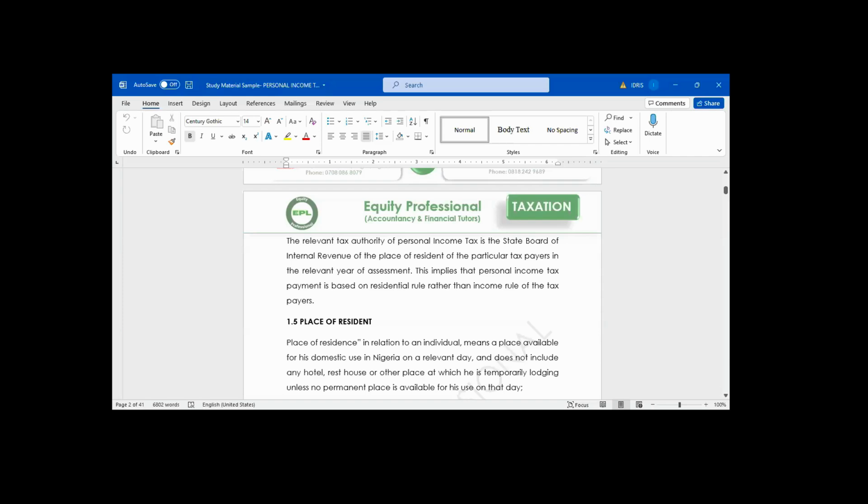What is place of residence in relation to personal income tax? Place of residence in relation to an individual simply means a place available for his domestic use on a relevant day. It does not include any hotel, rest house, or any other place of temporary lodging, unless there is no permanent place available for use on that day.